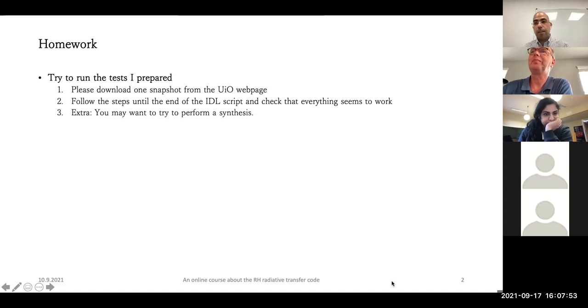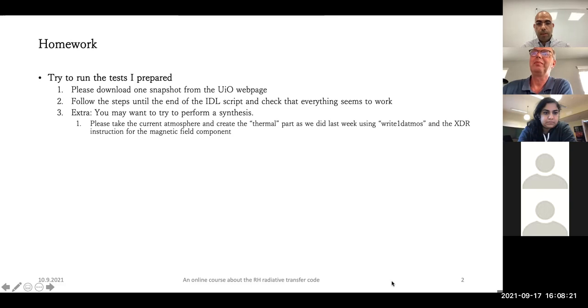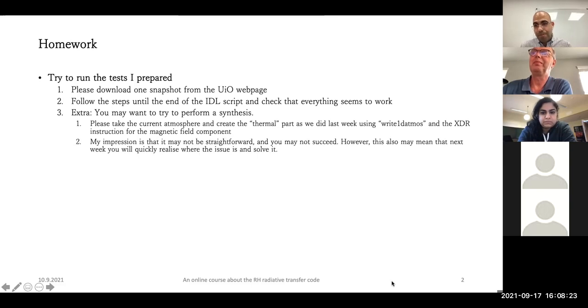And then this is just an advice, but maybe it depends on your time. I would say that you should try to say, okay, I have everything that seems to be needed for the synthesis. In the previous class, we learned how to use write 1D and read 1D to prepare everything for RH. So try to create an atmosphere, the Atmos part and the .p part, with everything that I gave you. It may not be straightforward, or you may have some issues and say, oh, why is the profile completely flat, something like that. But the truth is that it will probably be a minor issue.